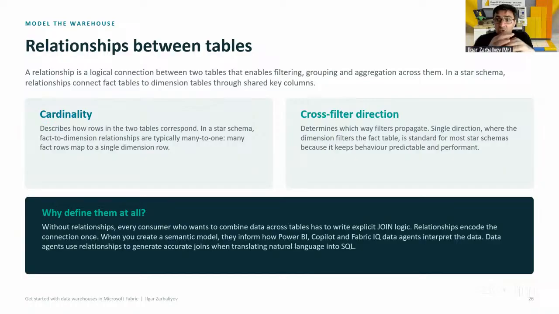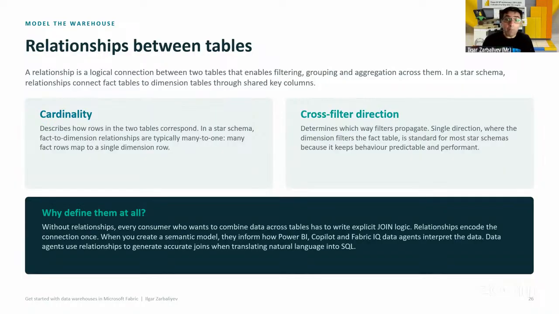Cross-filter direction determines which way filters propagate between the tables. Single direction, where the dimension filters the fact table, is the standard setting for most star schema designs because it keeps filter behavior predictable and performant. If you have ever set a relationship to both directions in Power BI and then spent an afternoon working out why the total was wrong, you know why single is the default advice.